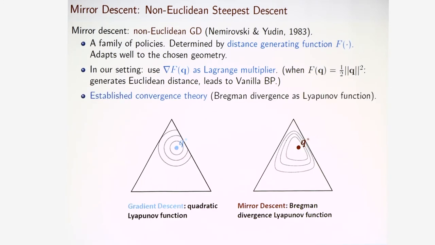A good thing about the mirror backpressure is that it has an established convergence theory. If you're using the vanilla version of backpressure, the right Lyapunov function to use is a quadratic function. It's the L2 distance to the optimal dual variable. But if you are using mirror backpressure, the right Lyapunov function is the Bregman divergence determined by this distance generating function.